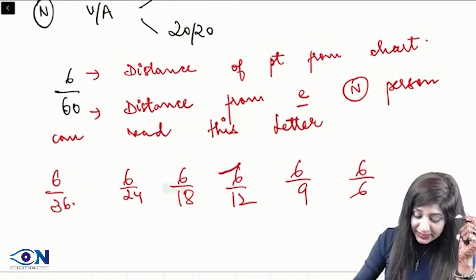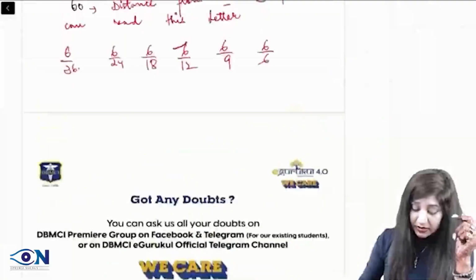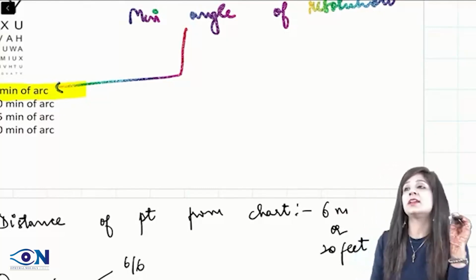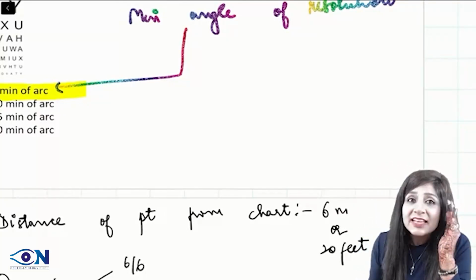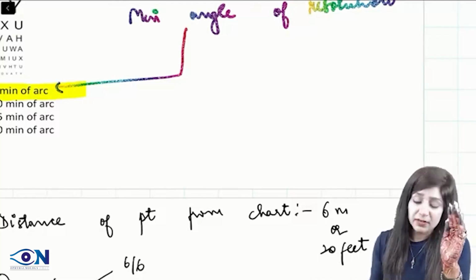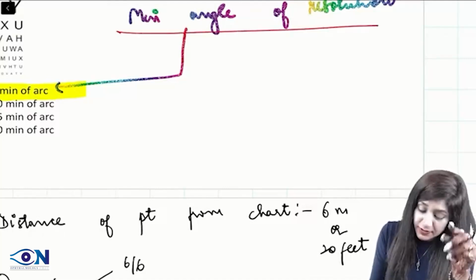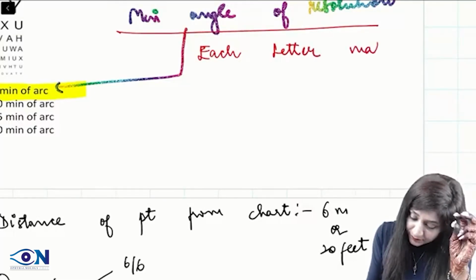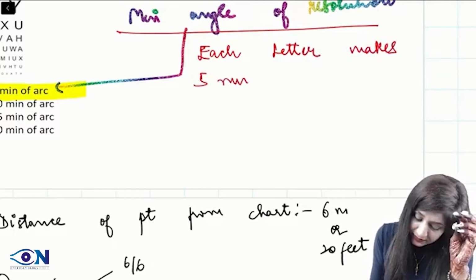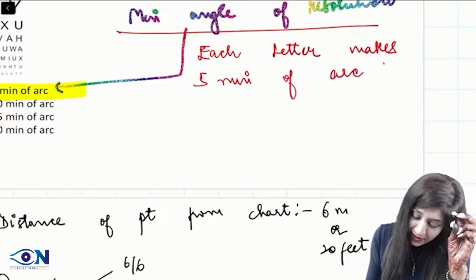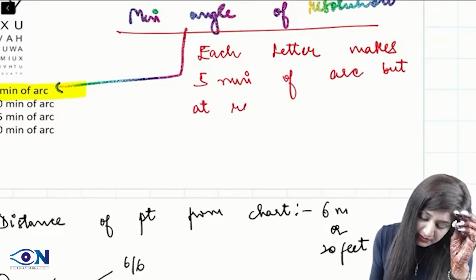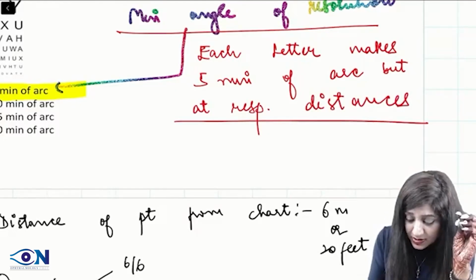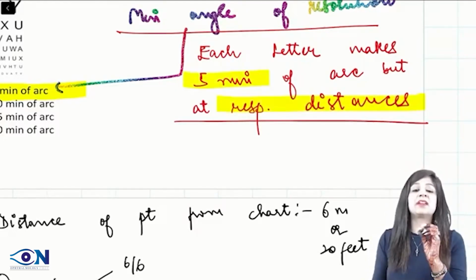Now, the thing is that each letter is actually visible to the patient. Each letter the patient is able to see, the normal person is able to see. That means each letter is making some minimum angle. So that is your 5 minutes of arc. You have to remember that each letter makes the 5 minutes of arc. That is the minimum angle, but at the respective distances. So that is very, very important, at the respective distances. So 5 minutes are made at the respective distances.